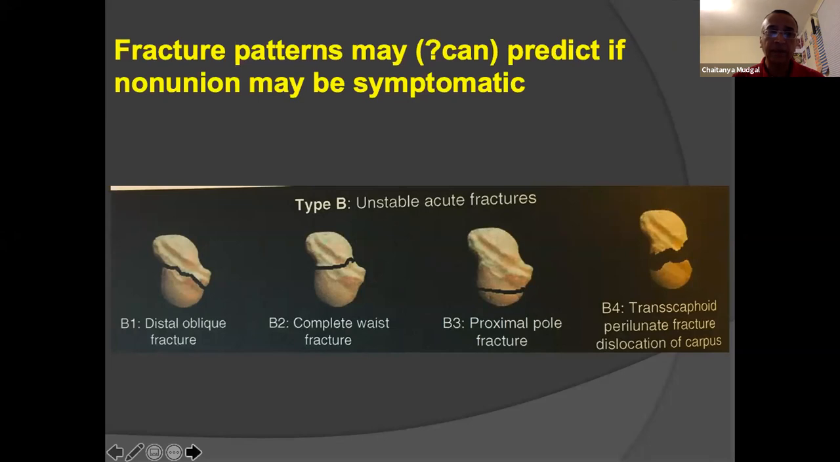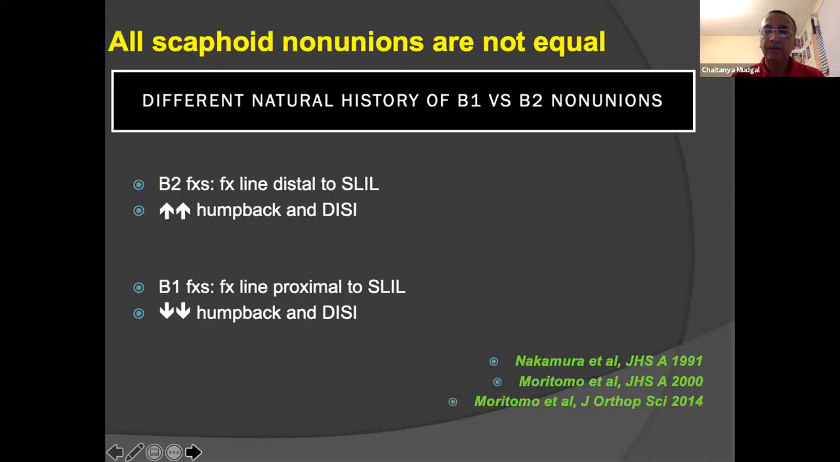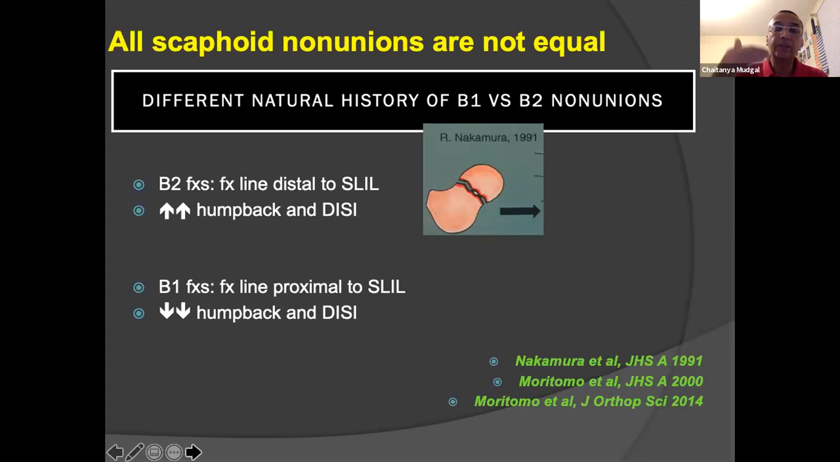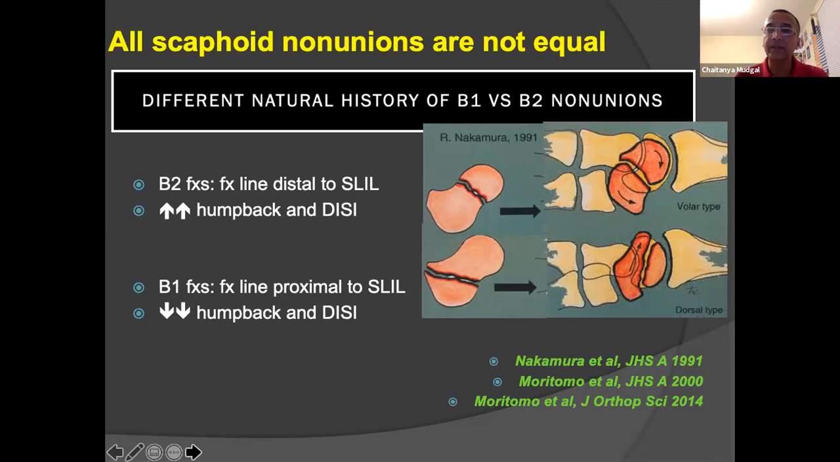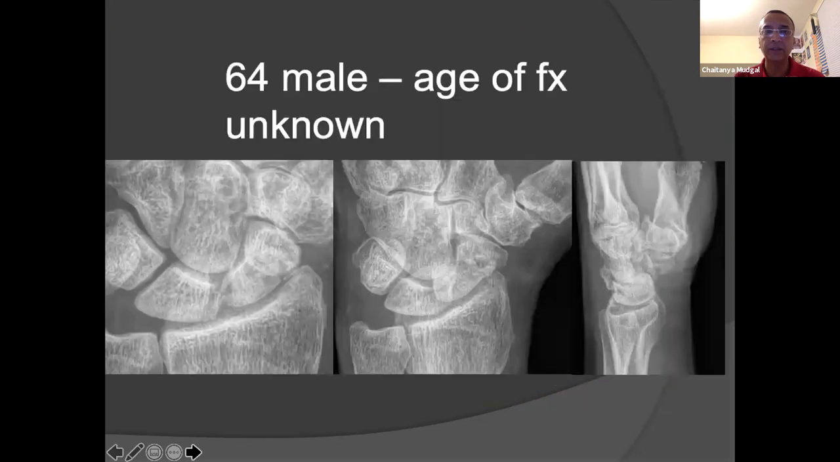And if so, why? Well, the Japanese group, including Nakamura and Moritomo, have shown wonderful data which shows us that if you have a B2 fracture where you have a transverse fracture line, which is largely placed distal to the attachment of the scapholunate interosseous ligament, then your distal fragment can flex, leading to a greater chance of a humpback and a DISI. On the other hand, if you have a B1 fracture where the fracture line extends proximal to the attachment of the scapholunate interosseous ligament, i.e. within the confines of the scapholunate interosseous ligament, then the chances of a humpback are reduced, as are the chances of DISI, as you can see in this cartoon on the right, which therefore suggests that all scaphoid non-unions are not equal and some of them can progress rapidly to a DISI while others may not.